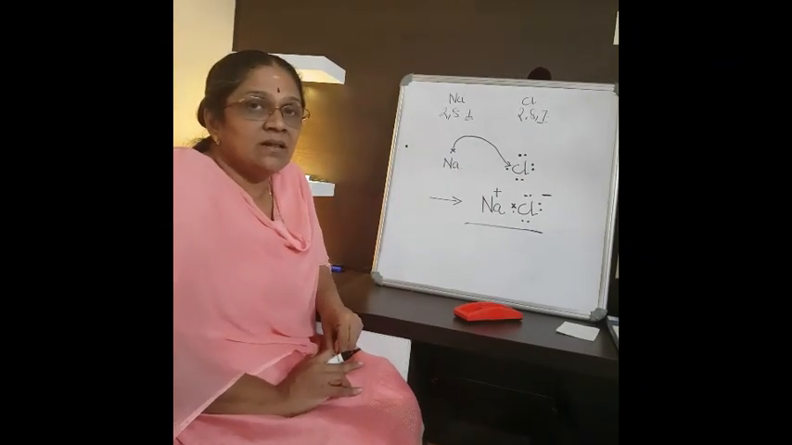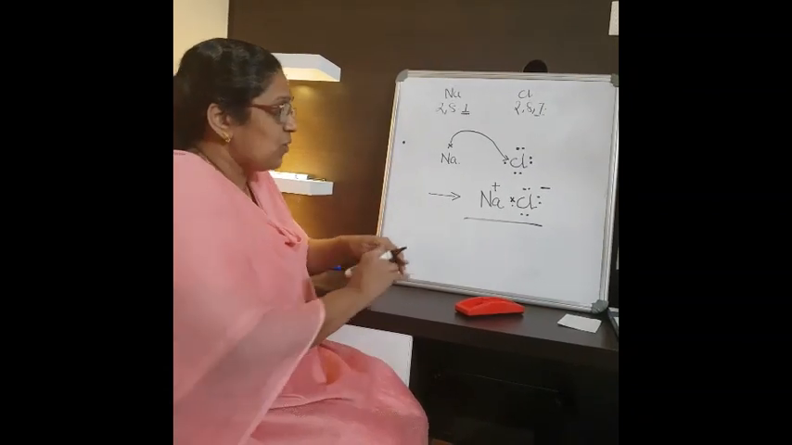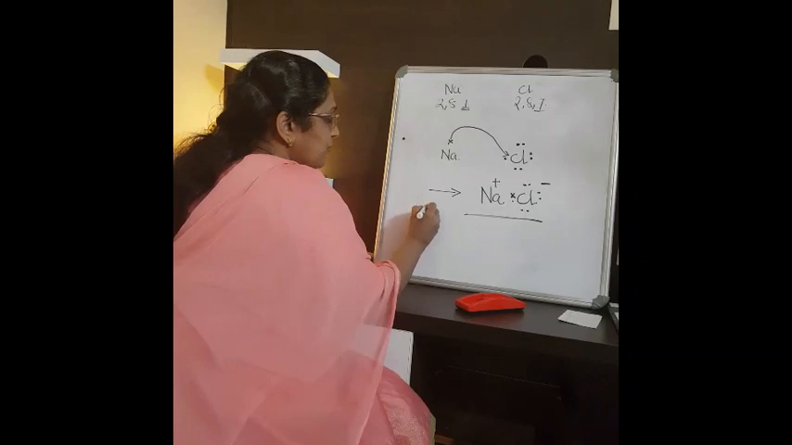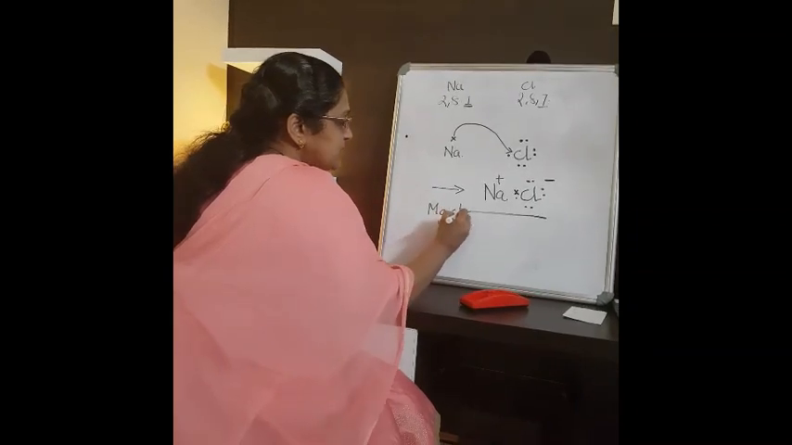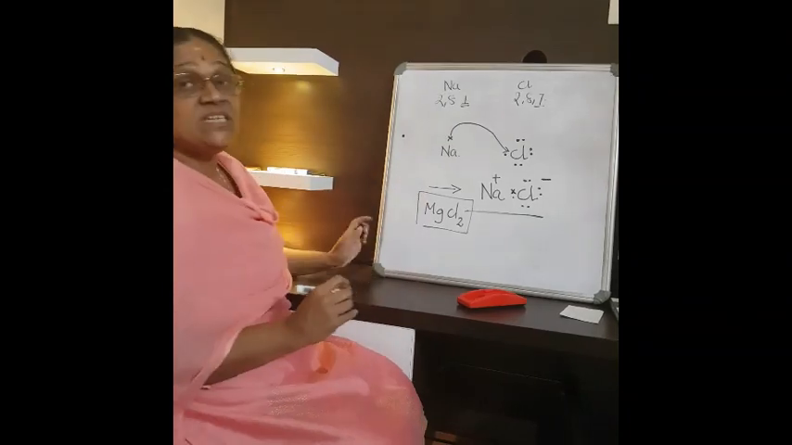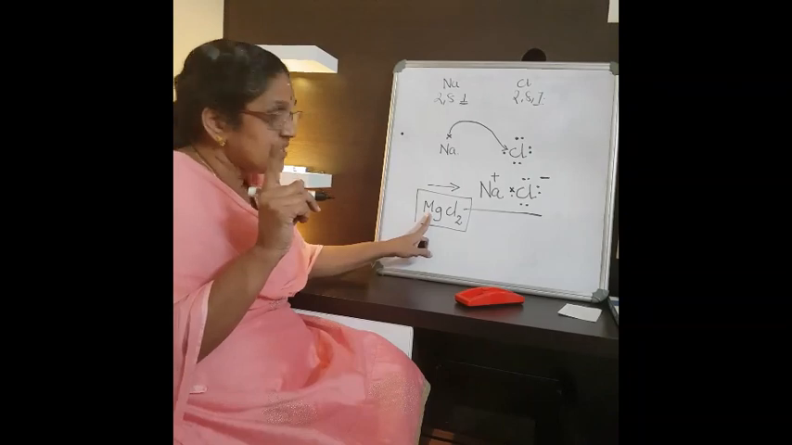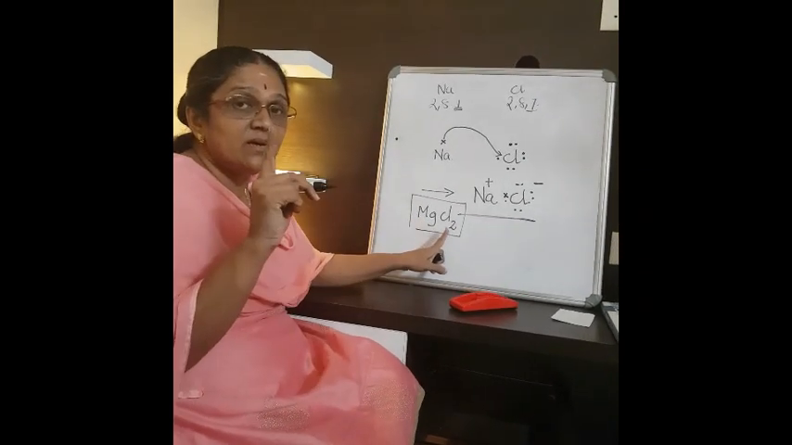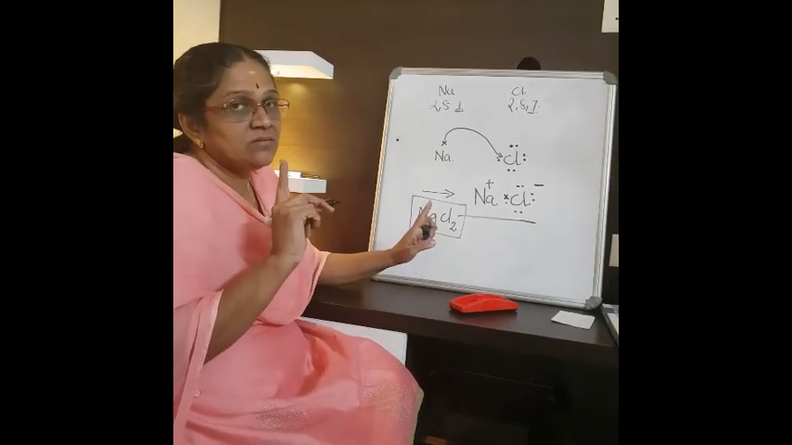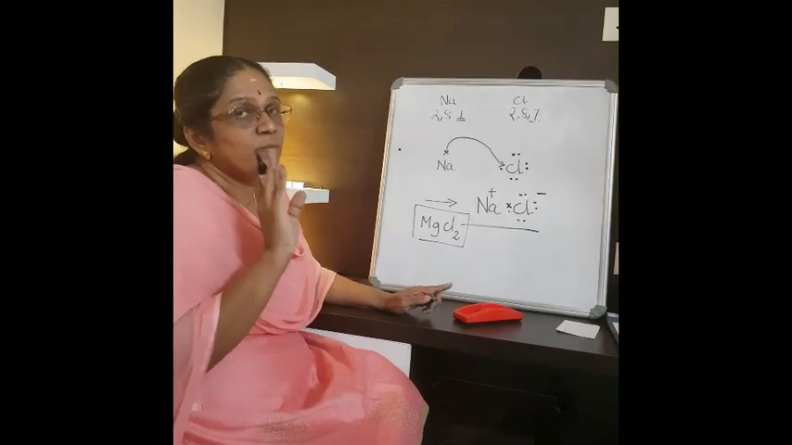Clear? Okay. Now I will give you a homework. Just draw the formation of an ionic compound MgCl2. MgCl2. That means one magnesium. Remember, I will give you a hint. There is one magnesium and 2 chlorine. Just try it. If there is any doubt, just call me.